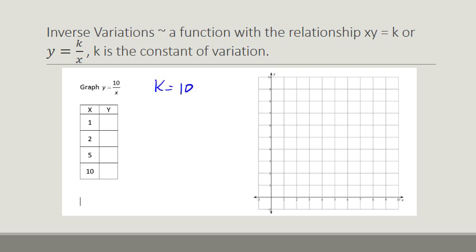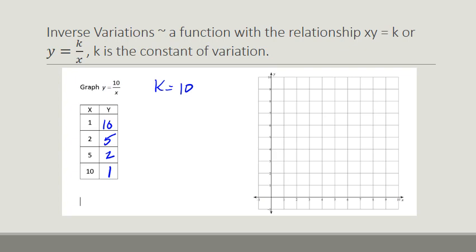So if I'm going to graph that, if I put 1 in for x, y is going to be 10. If I put 2 in, y is going to be 5. If I put 5 in, y will be 2. If I put 10 in, y will be 1.